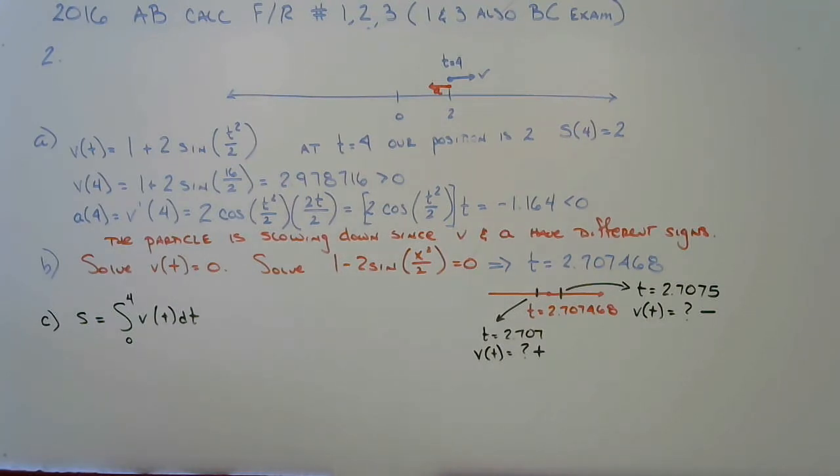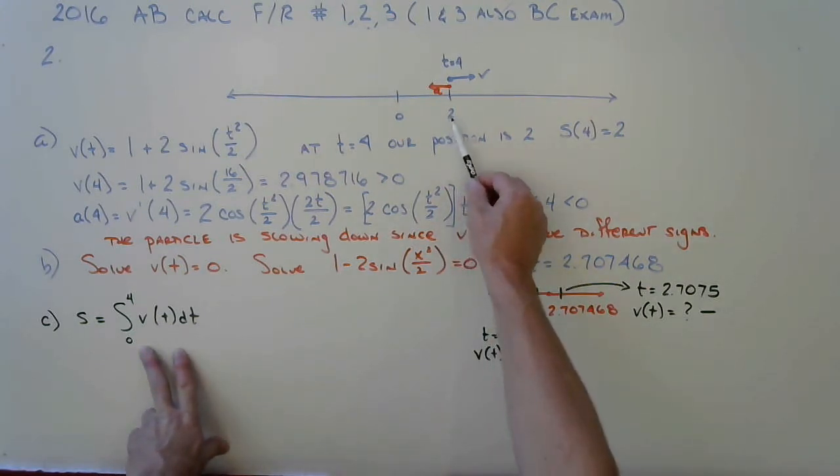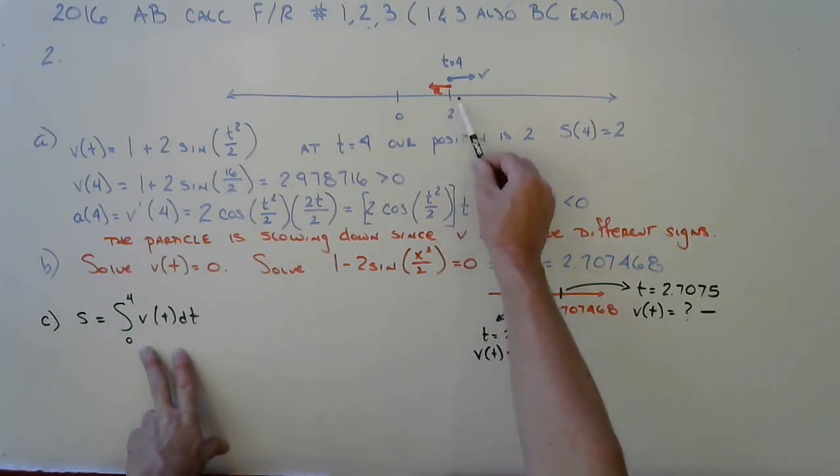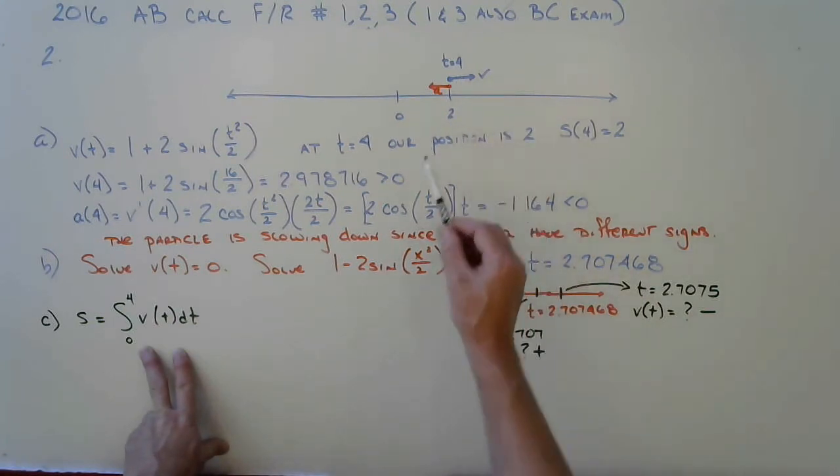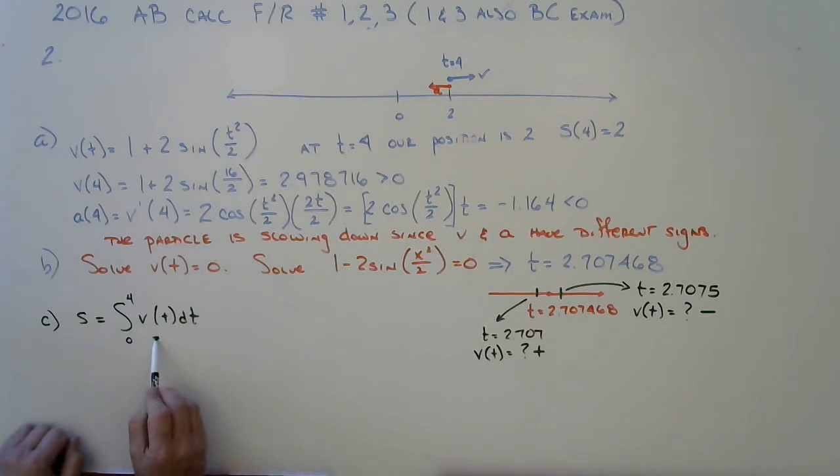But that's not the answer to the question. They want to know, where are we at time 0? What's our position at time 0? Well, this tells me how far I moved. So if I know I've moved 3, right? Look right here. At time 4, I'm sitting at 2. But this told me I moved 3.